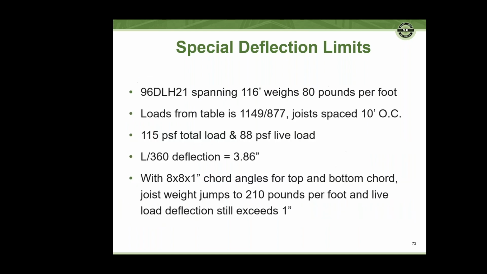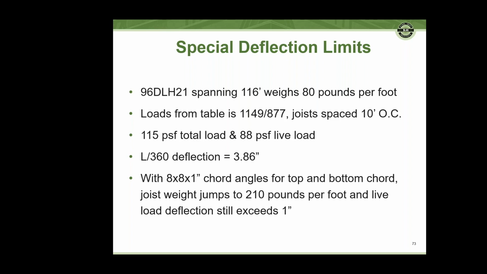So what happens in this specific case, the 96 DLH 21 spanning 116 feet, it weighs 80 pounds per foot, the self weight of that joist. We'll reference that later, why I put that in there. But the standard load from the table for this designation is 1149 PLF total load, 877 live load. For these joists spaced at 10 feet on center, that basically gives you a 115 PSF total load, 88 PSF live load.